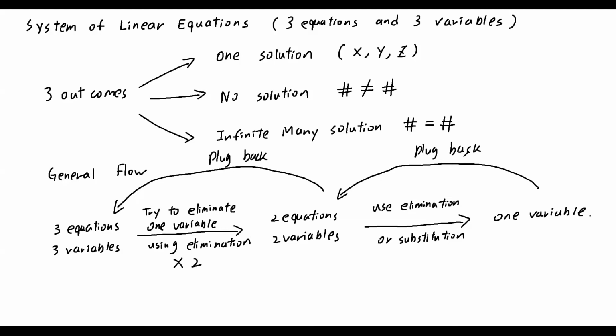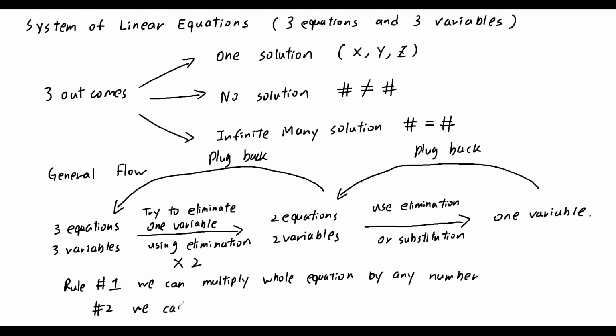But before we go into an example, there are 2 rules that we should know. Rule number 1, we can multiply the whole equation by any number. Rule number 2, we can either add or subtract the equations from one another.